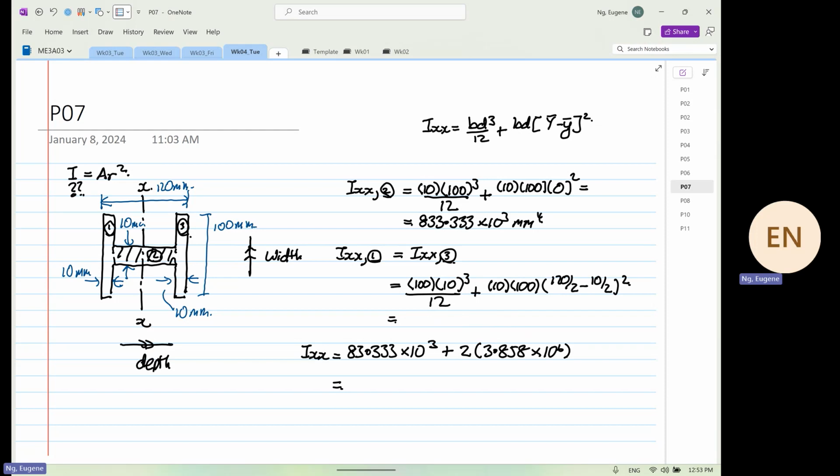Let me do it again. 120 divided by 2 minus 10 divided by 2 squared times 10 times 100 plus 100 times 10 to the power 3 divided by 12 is equal to 3.033 times 10 to the power 6 millimeter 4. So 3.033 times 10 to the power 6 times 2 plus 83.333 times 10 to the power 3 is equal to 3.033 to the power 6 plus 83.